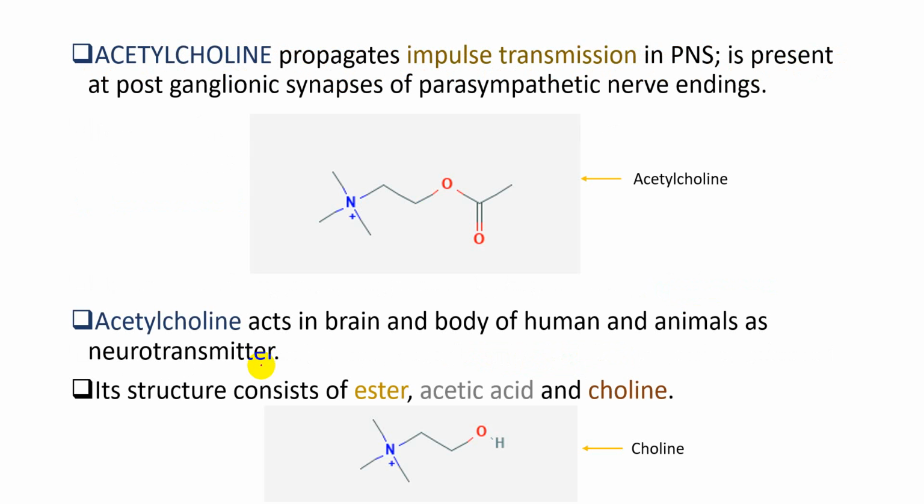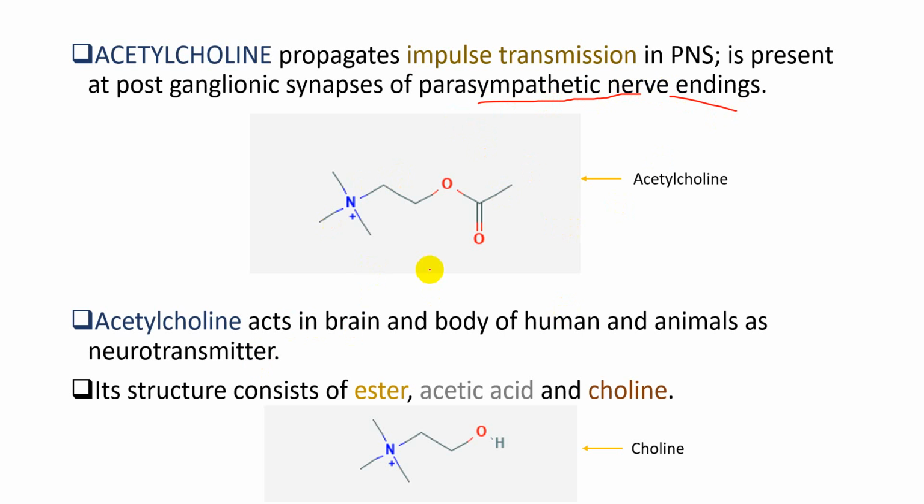A few points about acetylcholine. First thing, it propagates impulse transmission in the parasympathetic nervous system. Where is it present? It is present at the postganglionic synapse of parasympathetic nerve endings. Okay, so they are present at the parasympathetic nerve endings.